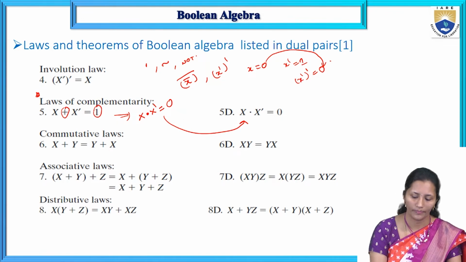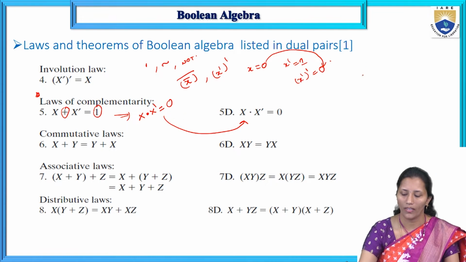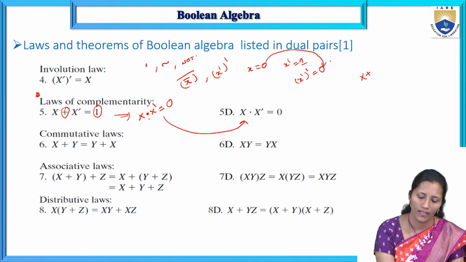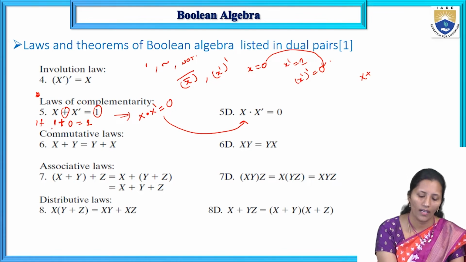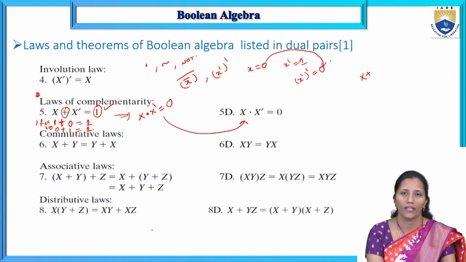So how to prove this one? In x plus x bar, if we consider x is equal to 1, the complement of 1 is 0, that is, x bar will become 0. 1 plus 0, we know, is 1, because plus indicates the OR operator. If any one of the inputs is 1, we will get the output as 1. And if x is equal to 0, then 0 plus 1 is equal to 1. So x plus x bar automatically will become 1.